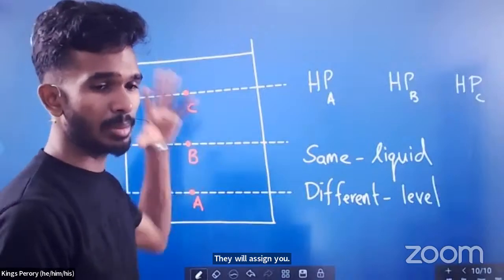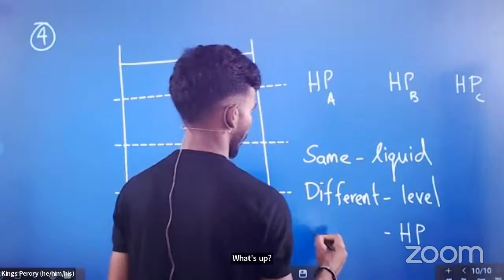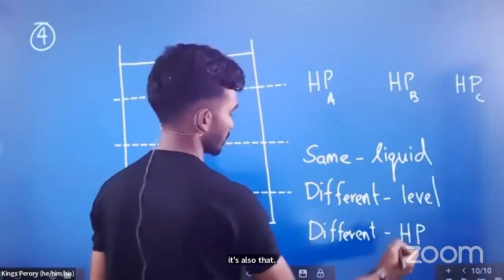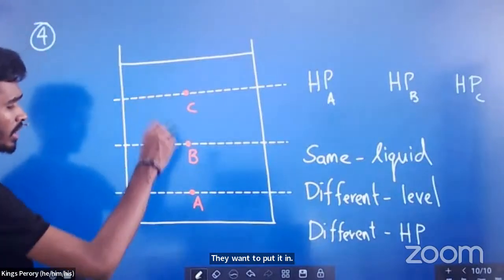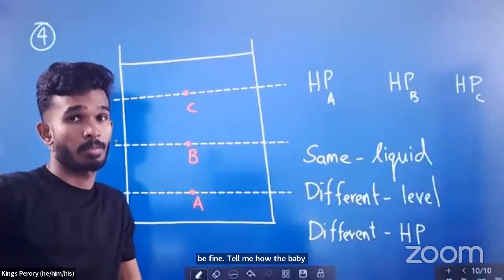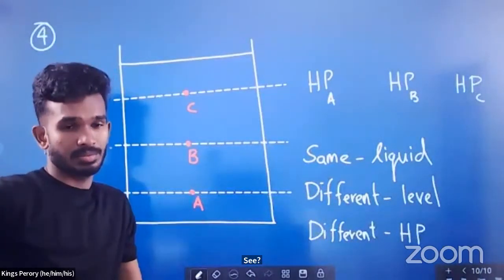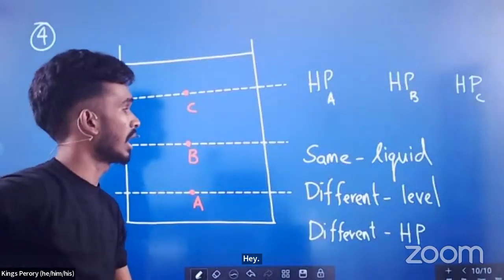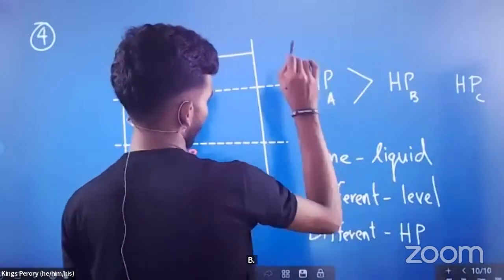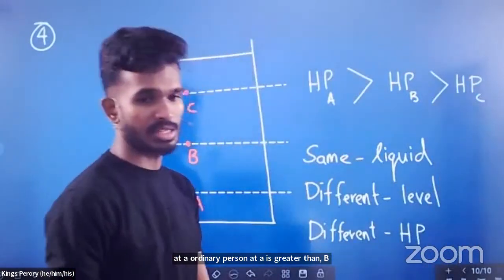When the level becomes different, what can you tell about hydrostatic pressure? Same or different? Different. Tell me, out of A, B, C, which one has the highest hydrostatic pressure? A. Then B, then C. Hydrostatic pressure at A is greater than B, which is greater than C. That is how the order goes.